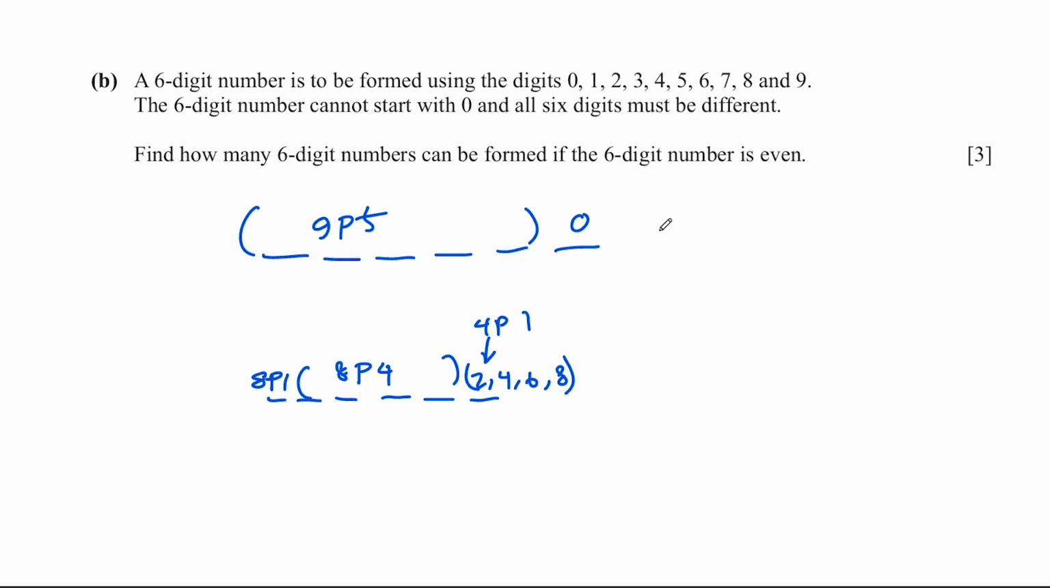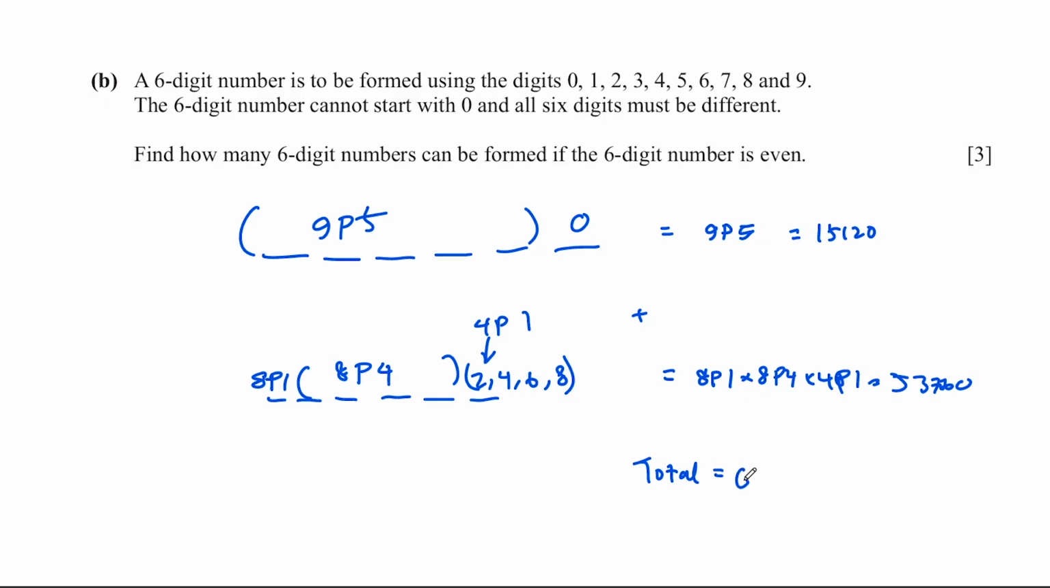Okay, so the first case, there will be 9P5, and we are adding together with 8P1, 8P4, 4P1. Right, so that will be 15120, and this one will be 53,760. So if we add together, the total comes out to be 68,880.